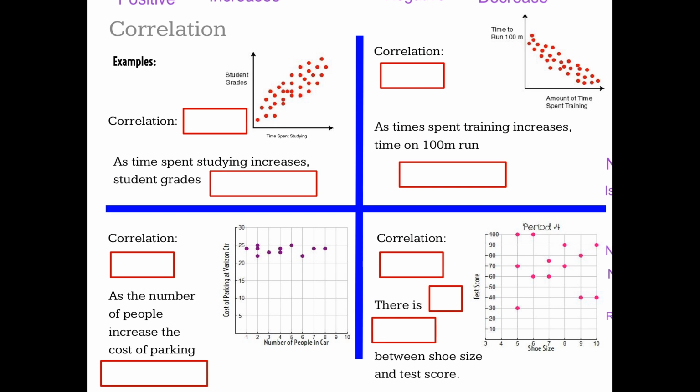So here we are with our 4 types of correlation. Wait, 4? I thought we just said there were 3 types of correlation. We're going to explain why there are 4 here when we just said there were only 3. So let's take a look at our upper left-hand corner first.